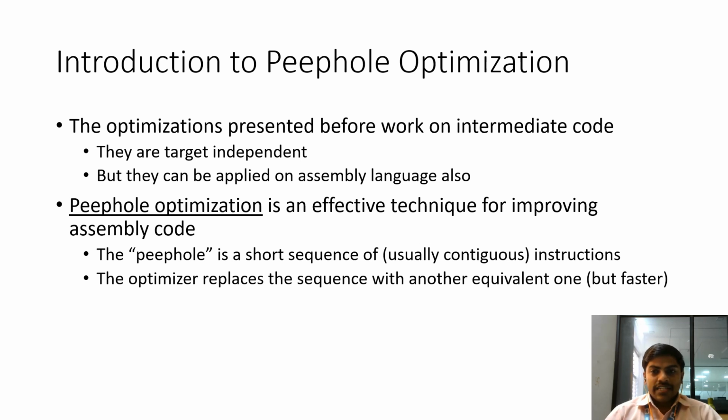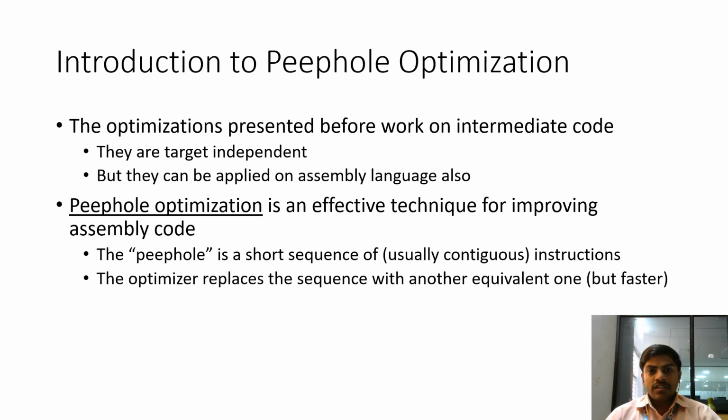Whatever optimization techniques discussed earlier actually work well on the intermediate codes. Can we do something for the target code or the assembly code? Yes, there comes the concept of Peephole optimization. Peephole is a short sequence of instructions according to the traditional compiler design techniques, where the optimizer tries to replace the sequence of codes with another equivalent set of codes but faster. That is the need for going for this Peephole optimization.